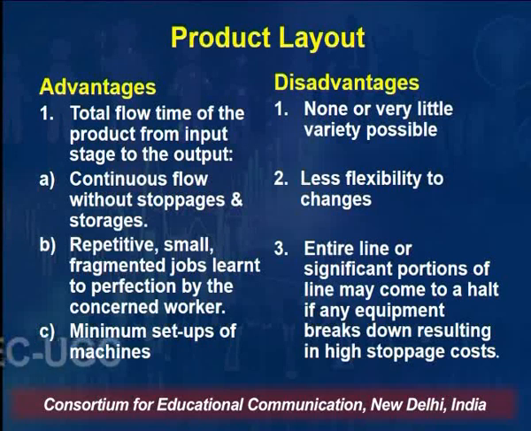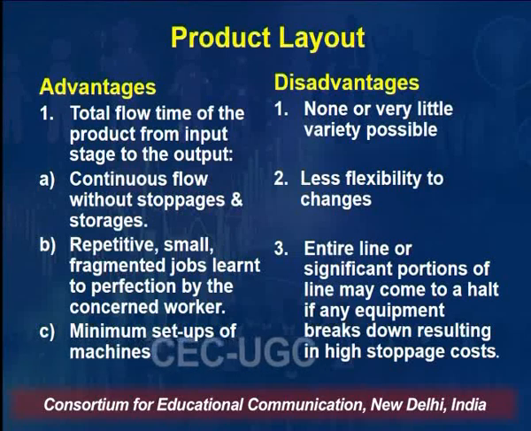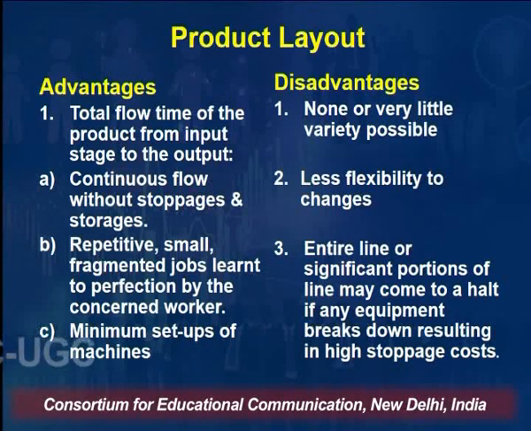So, advantages, we are saying total flow time of the product from input stage to the output. There are 3 stages. Number A, it's a continuous flow without stoppages and storage. So, this is also a characteristic. This is also an advantage of a product layout. So, there is a continuous flow. Second, B part, we are saying it's a repetitive, small, fragmented jobs learned to perfection by the concerned worker. C, we are saying that minimum setups of machines.